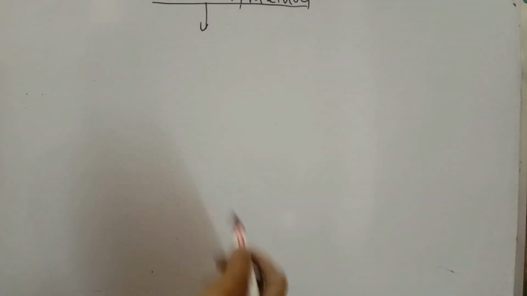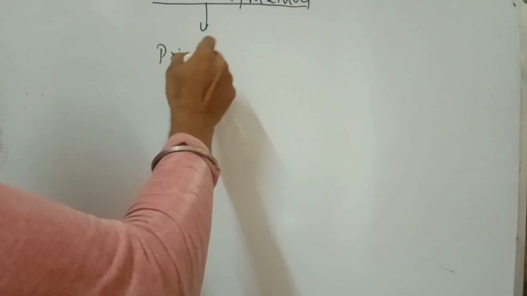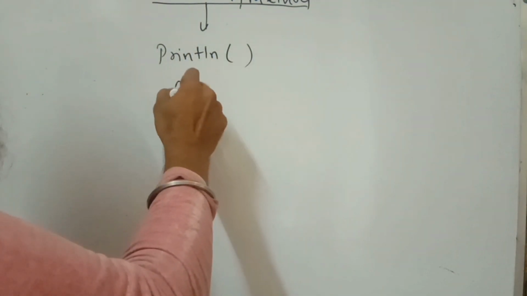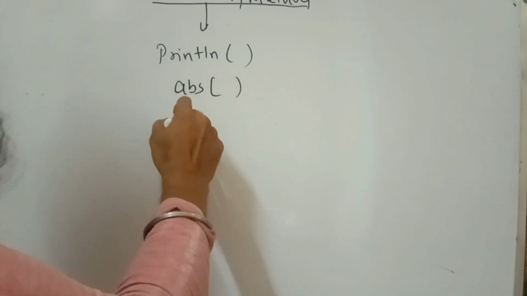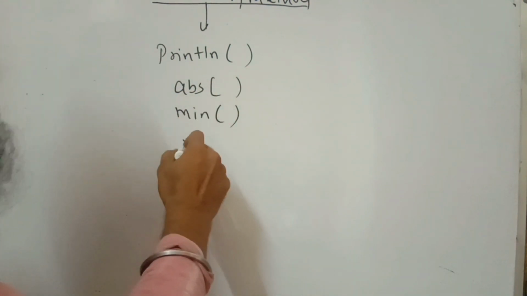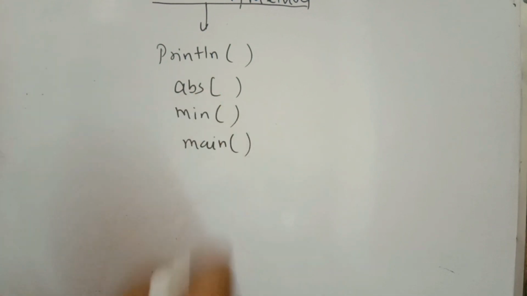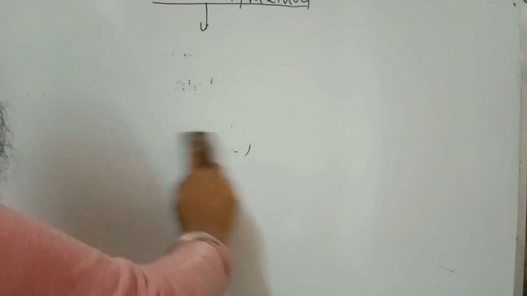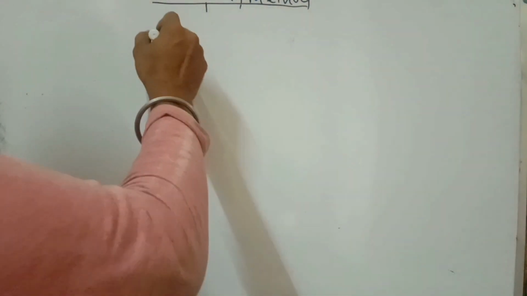Already we know that there are many predefined functions like the println function or println method, like math functions such as absolute function, minimum function, and the main function. So there are many functions predefined in Java. Here we are creating our own function and using the function we write the program. For writing our own function, first you declare the function.